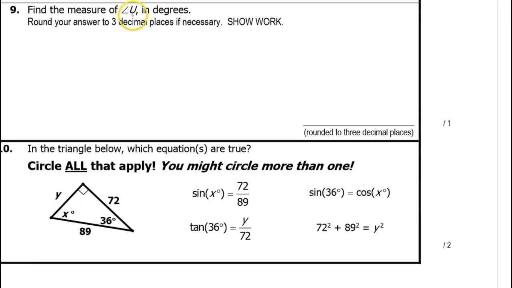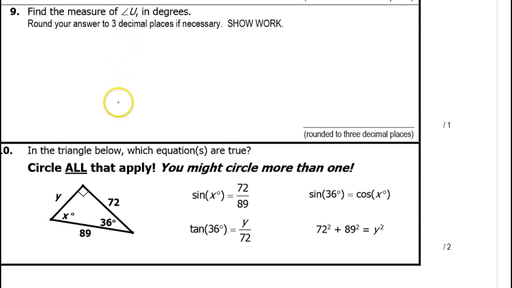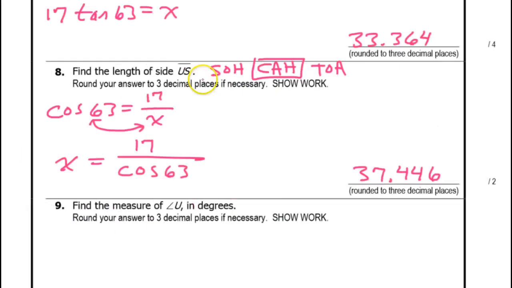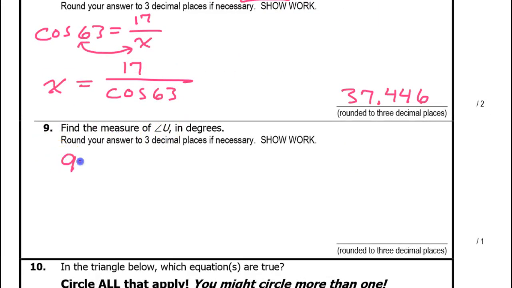Number 9 says find the measure of angle U. Alright, so we're supposed to find this. But we already have the measure of the other acute angle in the triangle, which is 63. So all I have to do is subtract 63 from 90, and that should give me angle U. These are complementary. So all we have to do is 90 minus 63, and that's it. So that's 27 degrees.